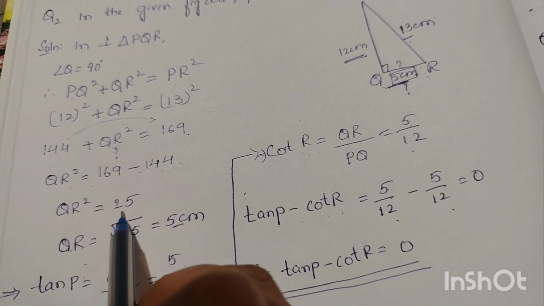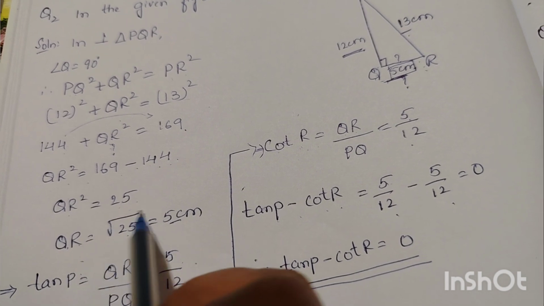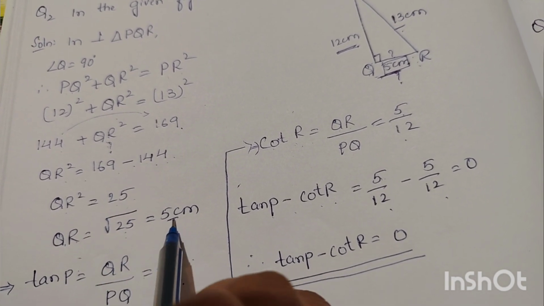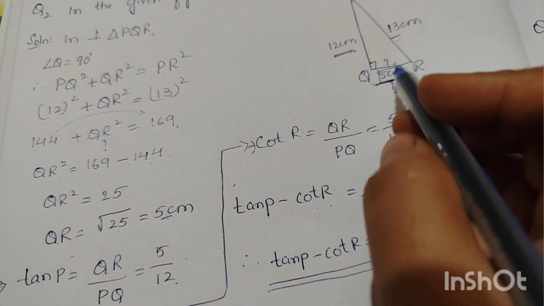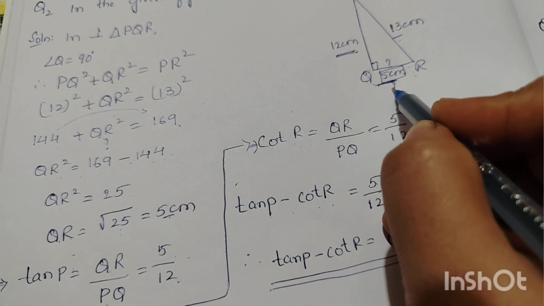QR square is equal to 25. QR is equal to root of 25, that is equal to 5 centimeter. Here we get QR is equal to 5 centimeter.